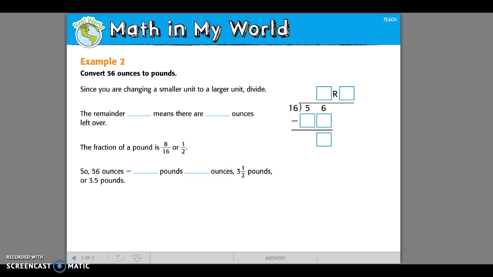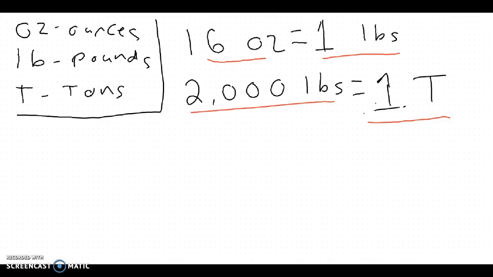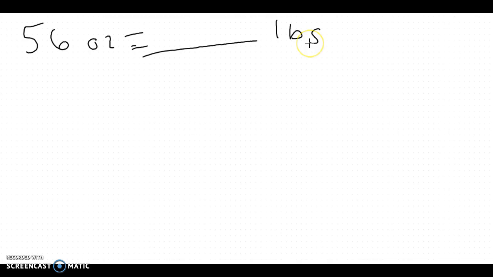All right, let's look at a real world problem with ounces and pounds again. So example 2 says convert 56 ounces to pounds. So I'm going to go back to my conversion chart. I'm looking at ounces to pounds. So I need to know that there are 16 ounces in 1 pound. So I need to convert 56 ounces. I need to find out how many pounds that would be.